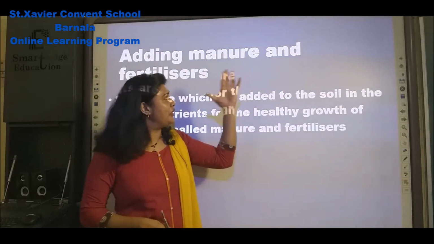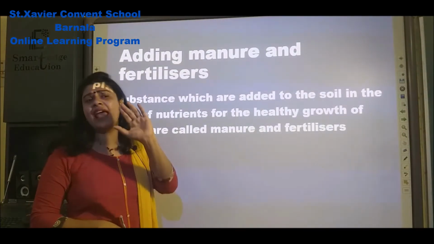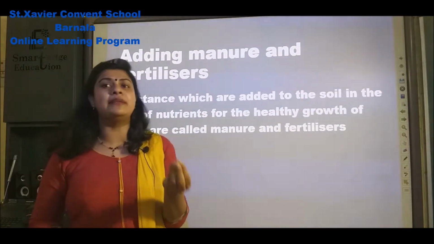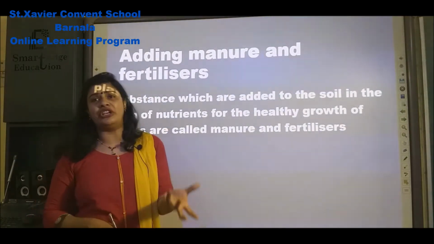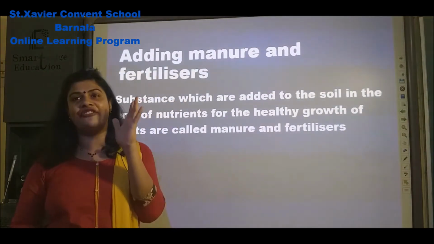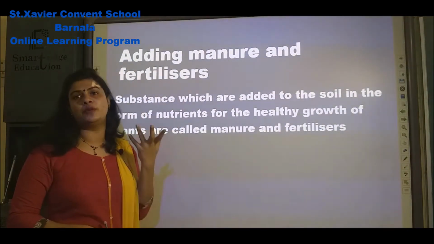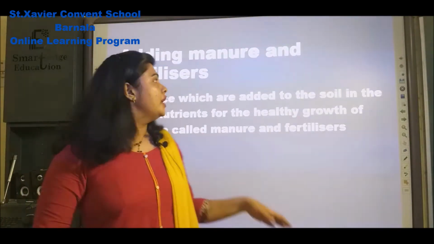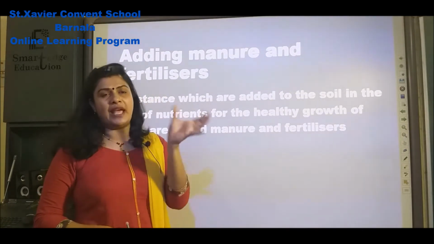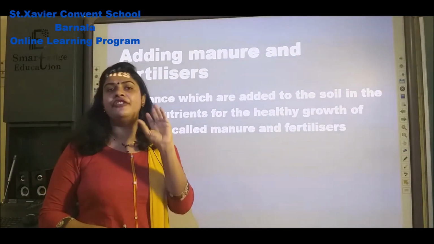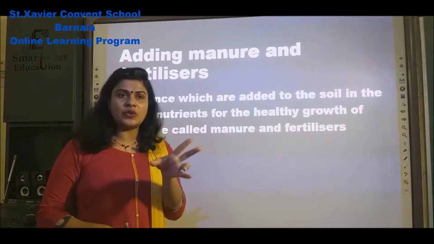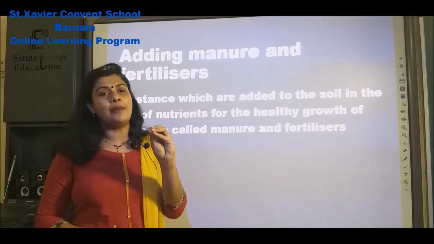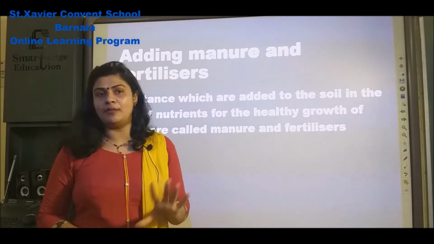What is the difference between manure and fertilizers? Fertilizers are chemicals produced in factories. Some examples of fertilizers are urea, ammonium sulfate, superphosphate, potash, nitrogen, phosphorus, potassium, etc. So the major difference is that fertilizers are chemicals produced in factories, and manures are organic substances decomposed from plant and animal waste.